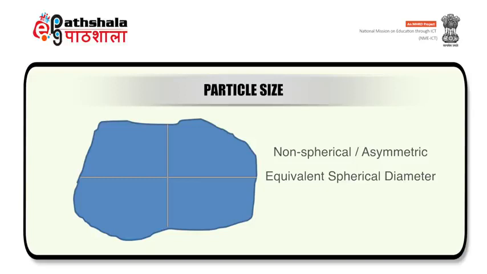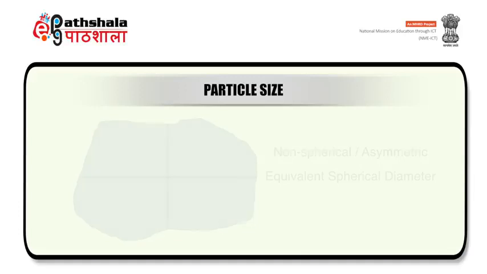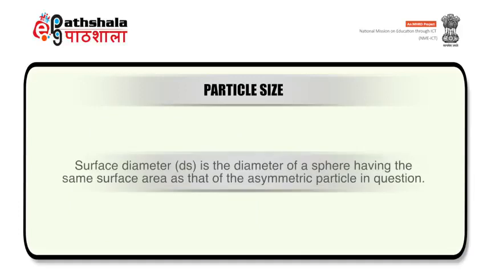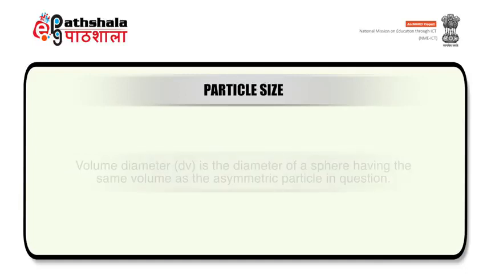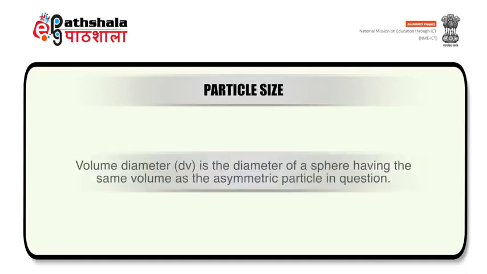The size of the particle is expressed in terms of equivalent spherical diameters by using some measurable property such as surface area, volume, diameter or density. Now we will explain these individually. Surface diameter is defined as the diameter of a sphere having the same surface area as that of the asymmetric particle in question. Volume diameter is the diameter of a sphere having the same volume as the asymmetric particle in question.